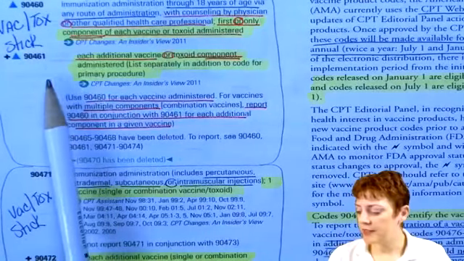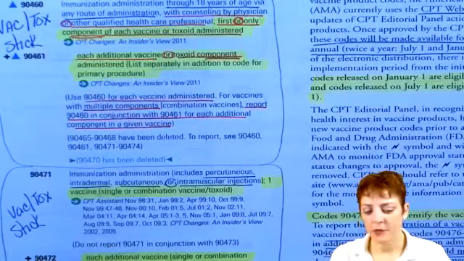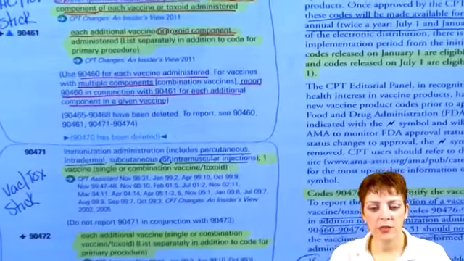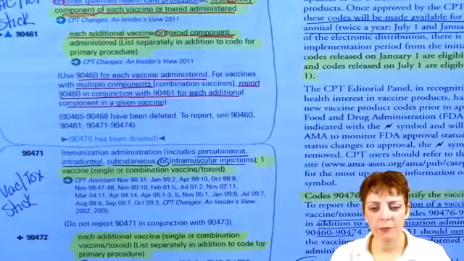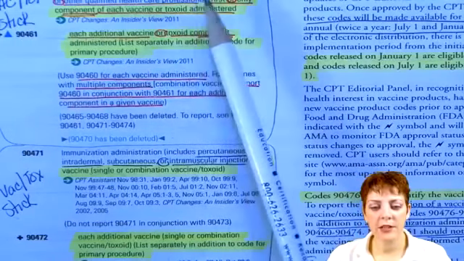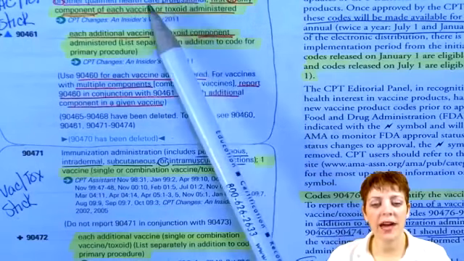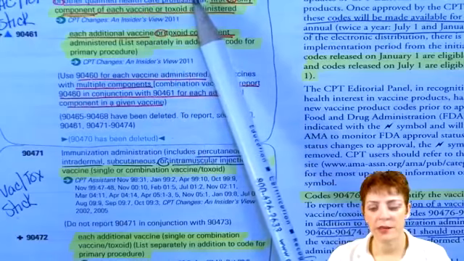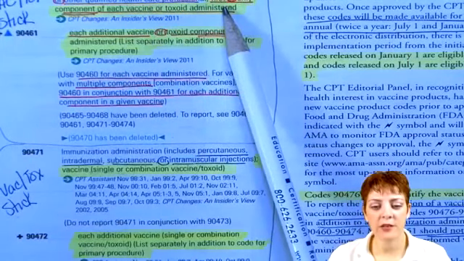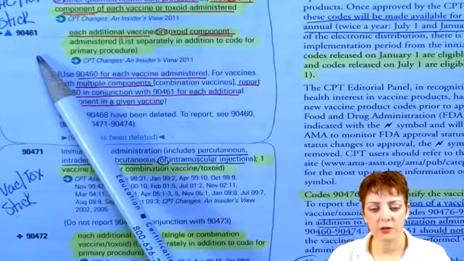So this bubble here, 90460, I labeled it vaccine toxoid stick, okay? And I did the same thing for 471 and 472. Now what we need to figure out is the difference between these two groups. So this one is through 18 years of age via any route of administration with counseling. So this is where that counseling comes in. And this is the first or only component of each vaccine or toxoid administered. And then the 461 is each additional.